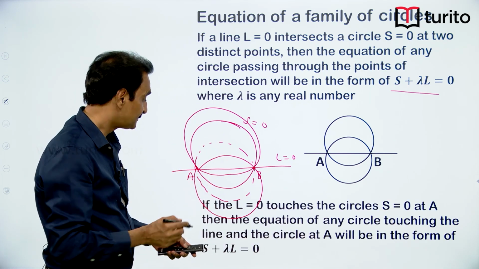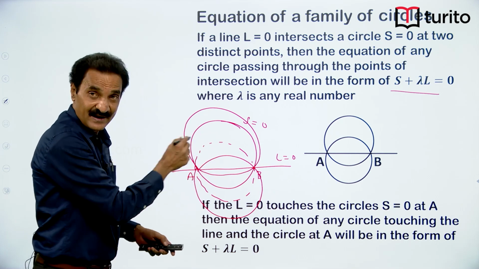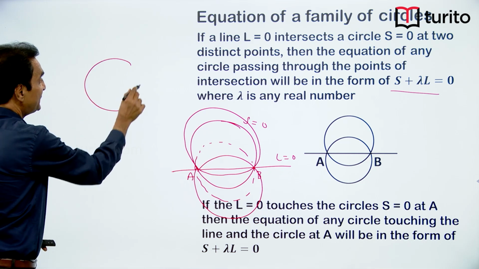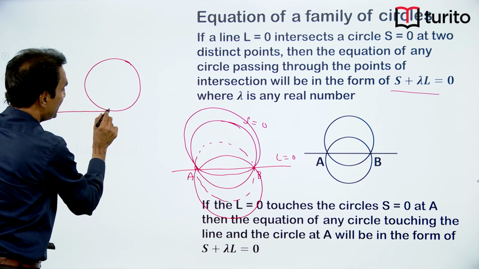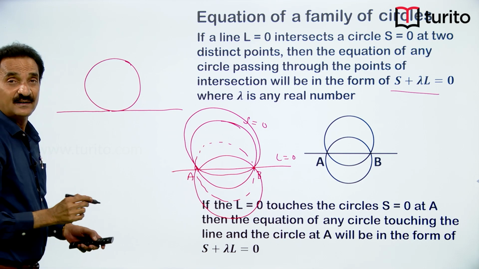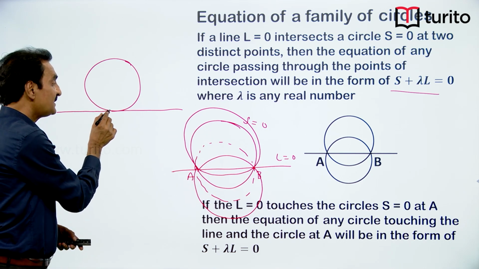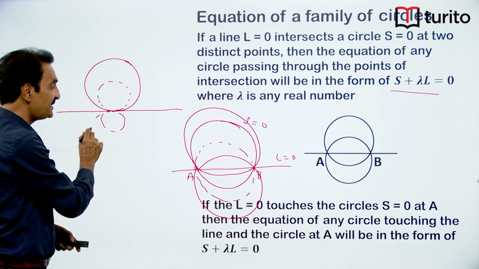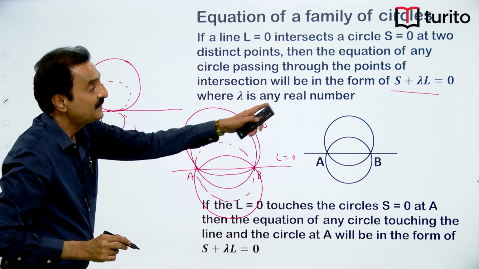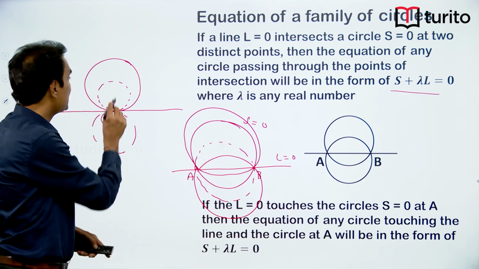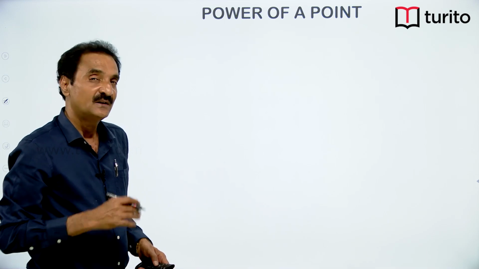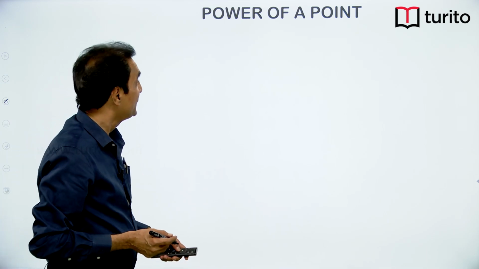Next point, suppose that a line touches the circle. The circle is like this and the line is like this. Then any circle touching the line and the circle at the same point will be in the form of S plus lambda L is equal to 0, where S is the circle and L is the line. So, these are the points discussed in the last class. Now, let us start the session.